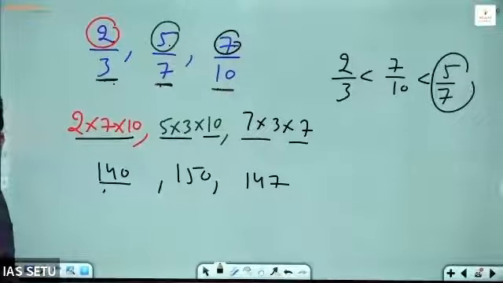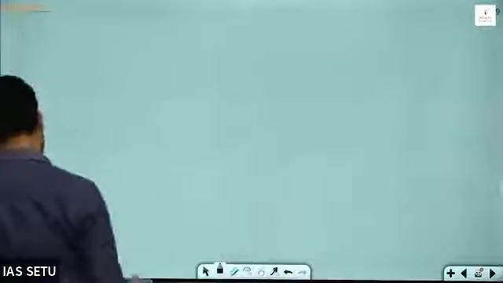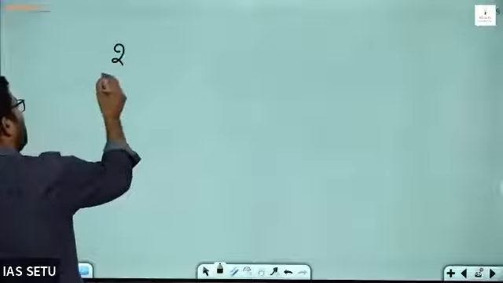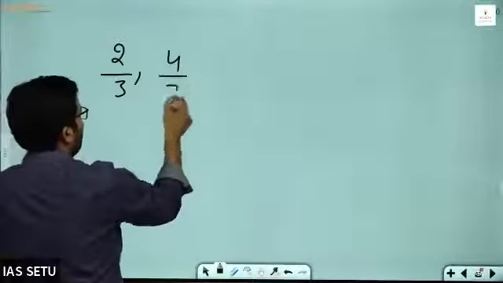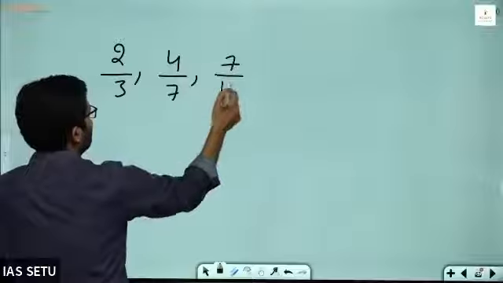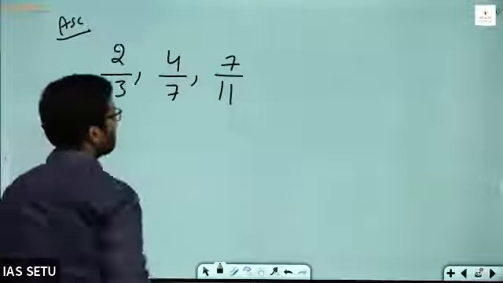Okay. I give you a question. Two by 3, 4/7, 7/11. You have to arrange these 3 fractions in ascending order.